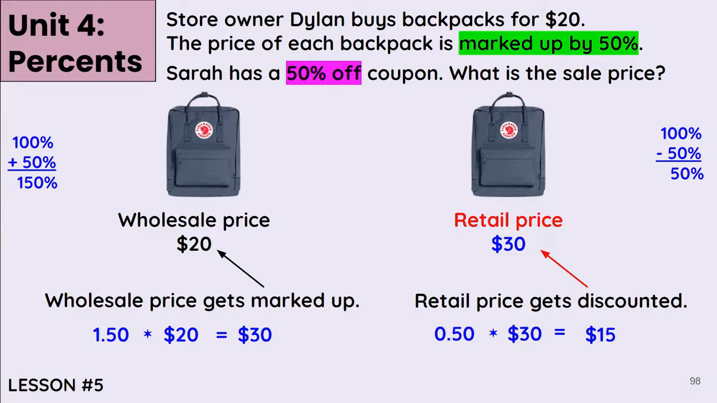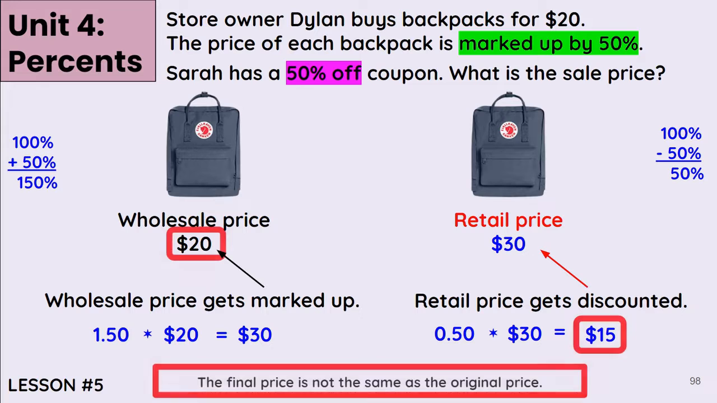So even though we marked up the price 50% and marked it down 50%, it did not return to the original price of $20. The final price is not the same as the original price. When we started with $20, we marked it up 50% of $20. Now we have $30, and we marked it down 50% off on $30. So the price, $15, did not go back to the original price of $20.